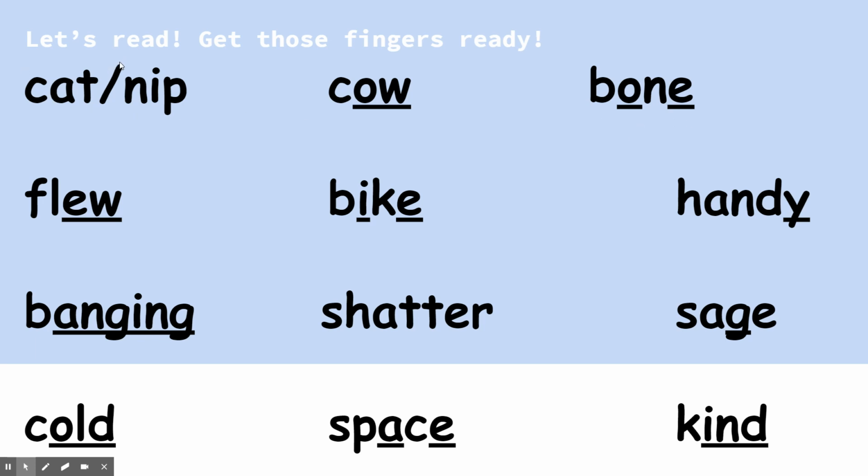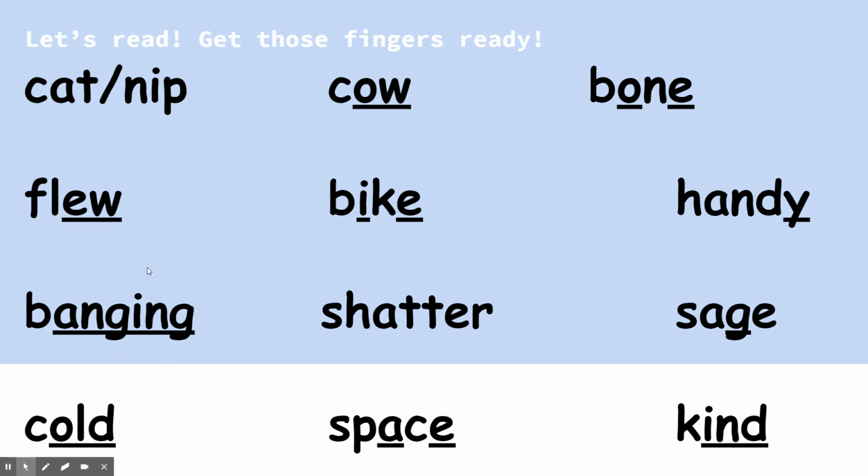I have this division line because if I clap catnip, I can hear two separate syllables. Cat, nip. So it's a two-syllable word, and it helps me if I spell the first syllable, cat, and the second syllable, nip. All right, let's go to the next row. Here we go. Thumbs up. Flew, flew. B-I-k, bike. H-and-e, handy.